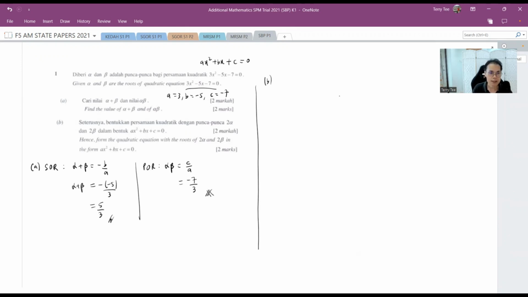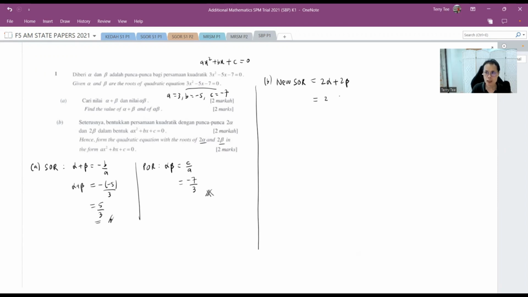That's it. Okay, second part, hence form a quadratic equation with the roots of 2 alpha and 2 beta. Now we can call this your new sum of roots. We already know that the new roots are 2 alpha and 2 beta. The sum of roots means we take these two roots, we add them up. Now I need to use a result from part A. We know that alpha plus beta is 5 over 3.